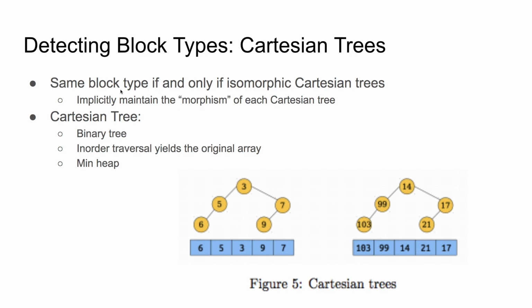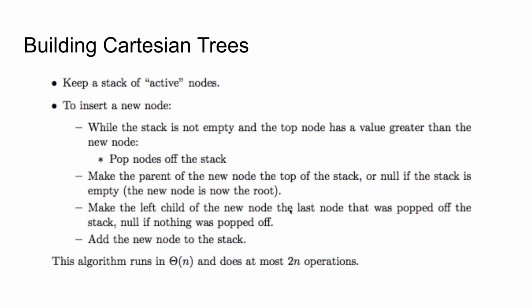Thus, being the same block type is logically identical to having an isomorphic Cartesian tree. The question is, how do we quantify the shape of a Cartesian tree, and how do we build these Cartesian trees? We're going to do a sort of inductive algorithm. By inductive, I mean we're going to take a Cartesian tree built on n-1 elements and extend it to be built on n elements. The Cartesian tree for one element is just the node itself, so that's the base case.